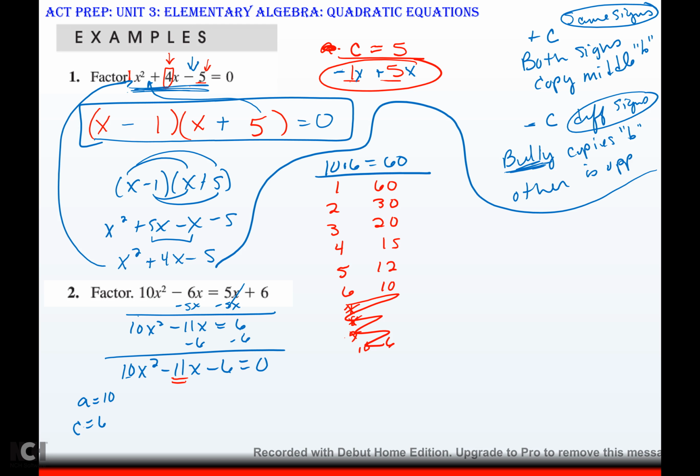Okay? So 1 and 60, no. 2 and 30, that could be 32 or 28. 3 and 20, that could be 23 or 17. 4 and 15, 19 if I add, 11 if I subtract. There we go. There's my pair.